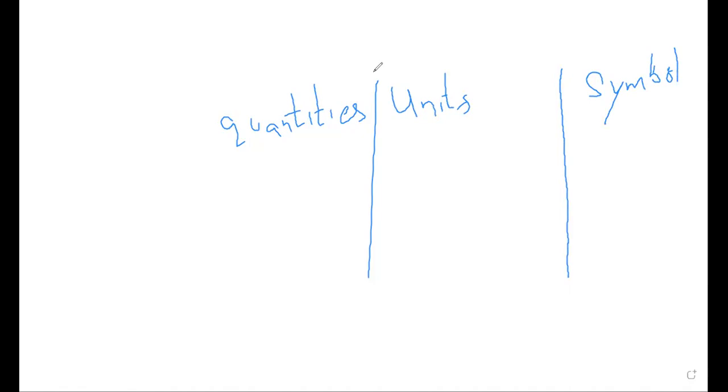Units are different things. For example, I consider mass, or I consider time. Let us say that an athlete, let us say Usain Bolt, has covered a distance of 100 meters in 11 seconds, right? Now, in order to describe that time, we needed a unit, that is second.